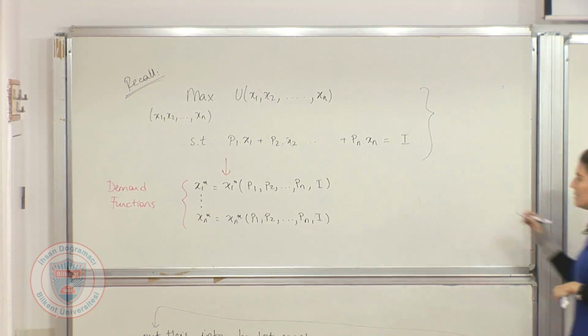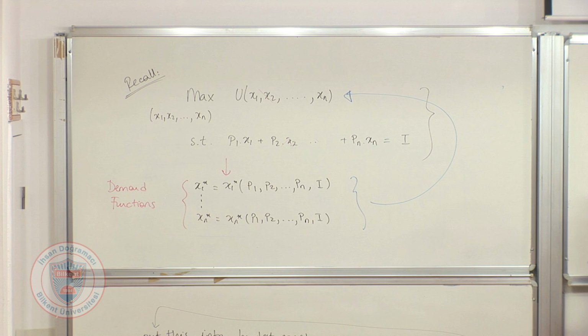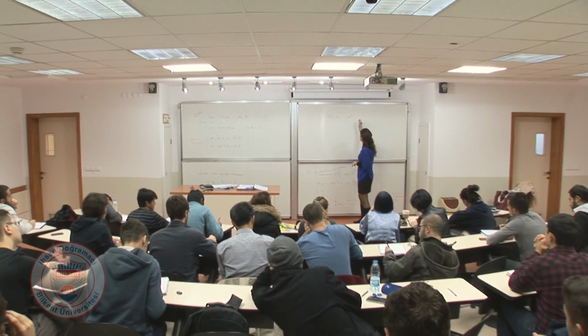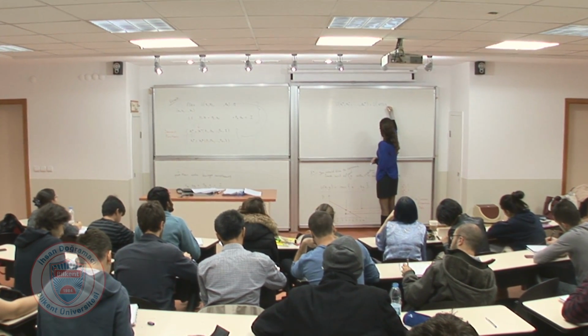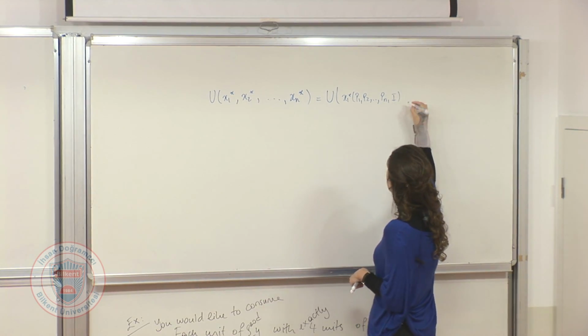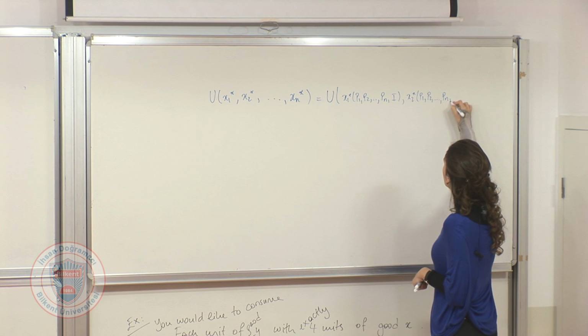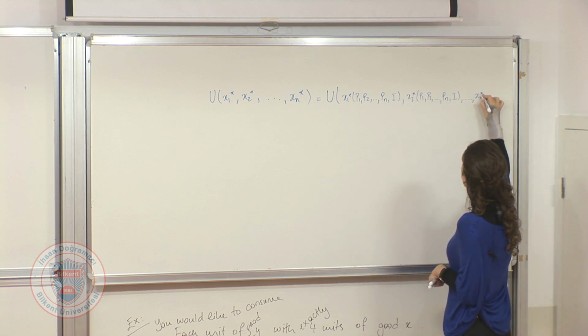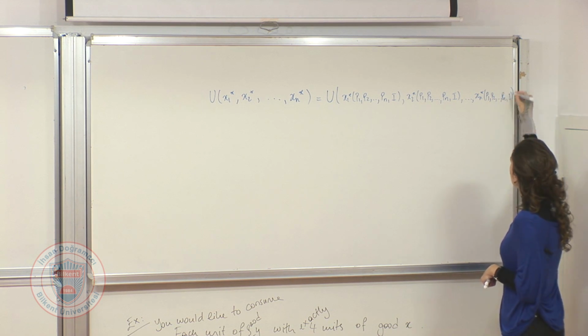So if you put these demand functions back into your utility function, then you would get something like this: U of x1 star, x2 star, xn star. And I know that x1 star is a function of p1, p2, pn, and I. So x2 star, of course, is a function of p1, p2, pn and I. And xn star is a function of, again, all the prices and I, right?